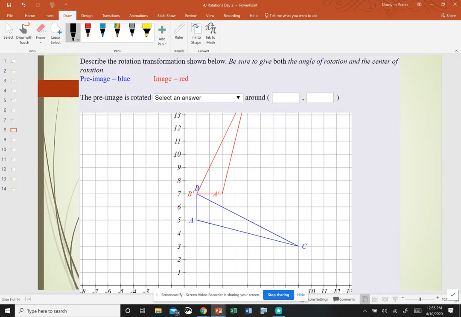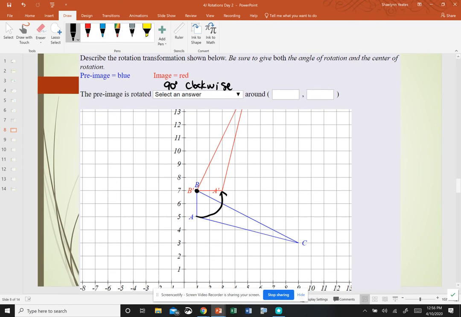All right, let's look at this one. So the pre-image is blue, and the image is red. So red is what happened after we rotated. So we rotated how many degrees and around what point? So we took A and we rotated to here. I'm going to go ahead and say that's 90 degrees clockwise. And we rotated about this point right here. It's point B, right? So that's 1, 7.